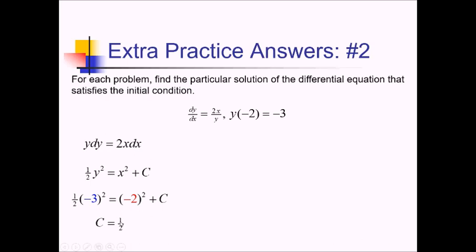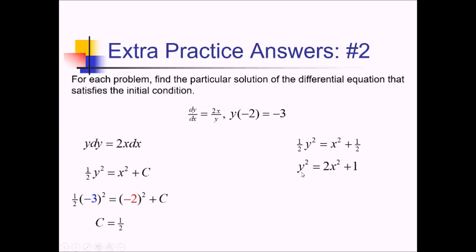And now let's put that c value back in here in this equation. So here's where we stand, and we're getting there, but it's not over till y is completely isolated. So next step, let me multiply everything by 2 to get rid of that 1/2. So I've got y squared equals 2x squared plus 1. And at this point, I'm going to need to take the square root of both sides.